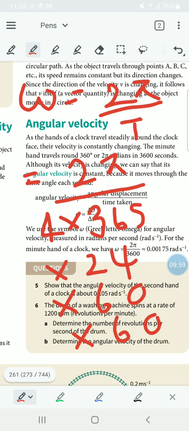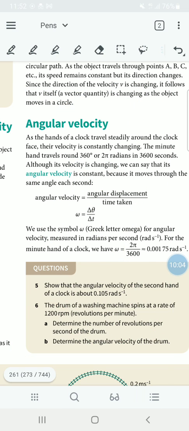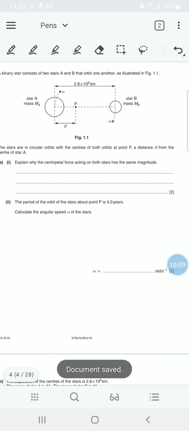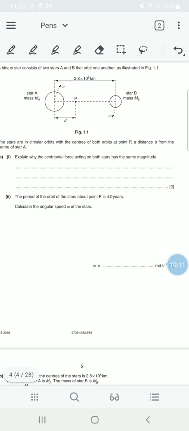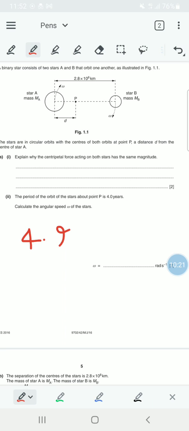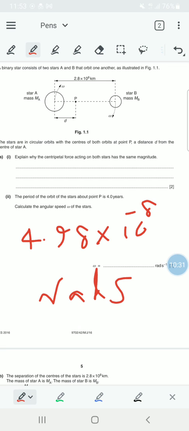I hope it made sense. If it did not, please raise questions, then we can discuss this again. Then we have an answer for that. Let's mark it down here so that if we have to use it again in the future, 4.98 into 10 to the power minus 8 rads per second.